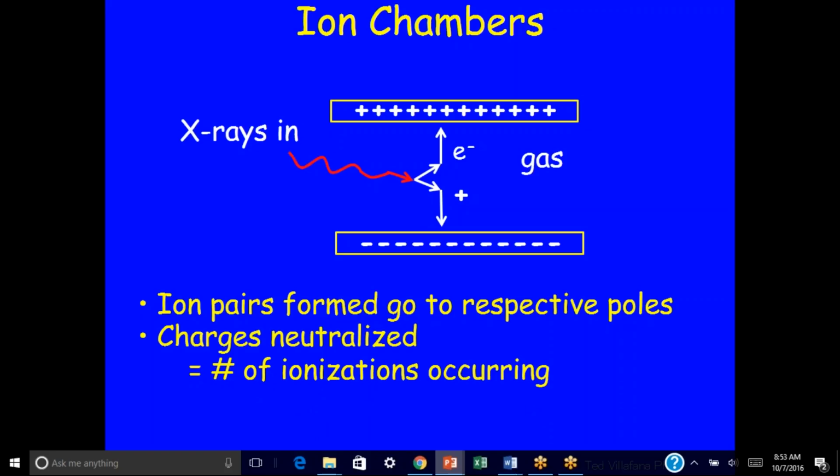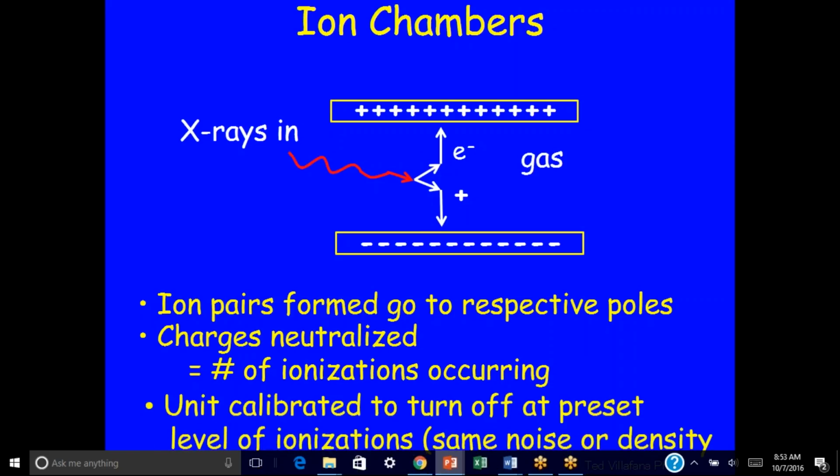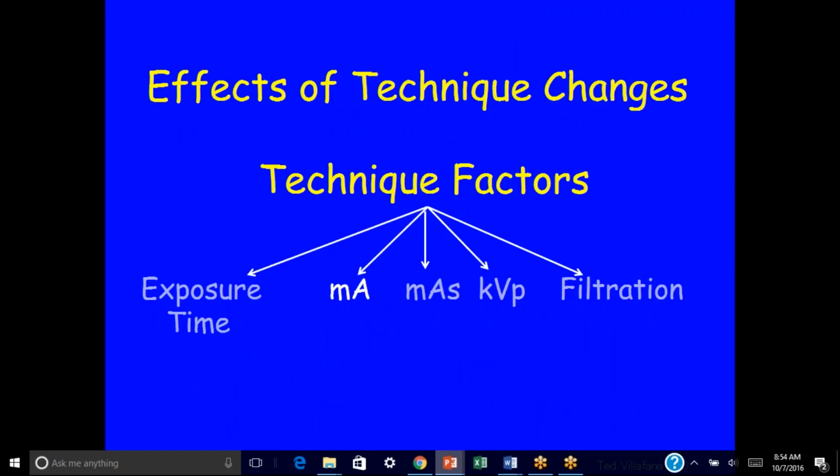Do you see that if you knew how much charge you had before you radiated, and then you measure how much charge you have after you radiate, every charge you lose is one ionization. You've just measured every ionization event that occurred in the gas. Every ionization event results in the neutralization of a charge pair on these poles. We are on our way to determining exposure, the milliroentgens, the air kerma, based on the proper calibration of these chambers. Okay, enough said for exposure time.